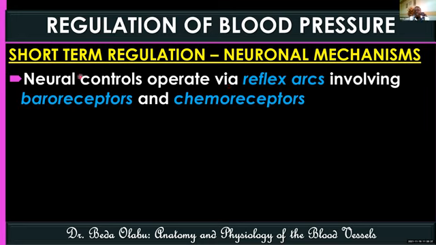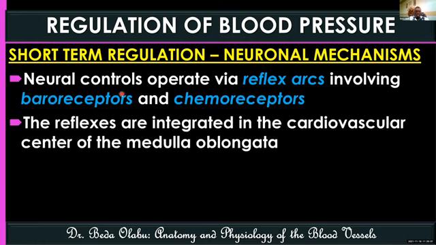So remember, baroreceptors detect pressure. The chemoreceptors detect the concentration of oxygen, carbon dioxide, and hydrogen ions in the circulation. These receptors are located within blood vessels, as well as within the central nervous system. The reflexes these receptors initiate are integrated within the cardiovascular system of the medulla oblongata.